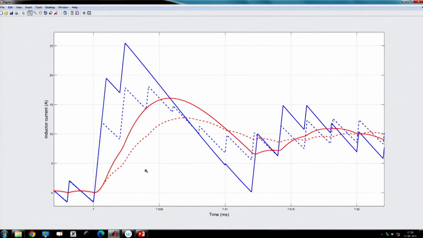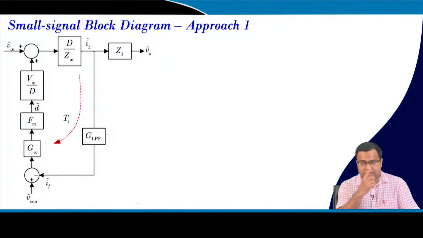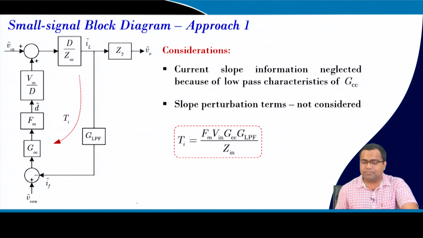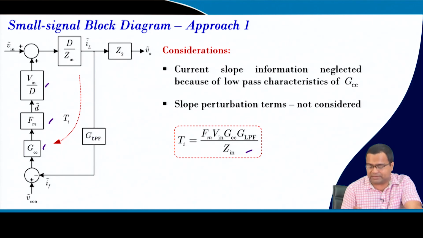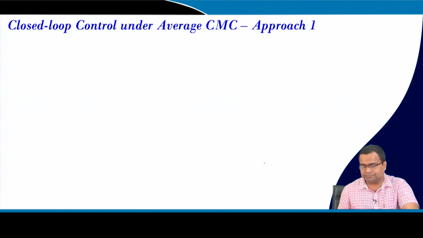So, we have simulated these cases and we can substitute, by that way we can design this controller, okay. So, that means approach 1, we will use a low pass filter, and the bandwidth of the low pass filter, either you can use 1/10 or you can use 1/5, but you have to make sure that the current controller will perfectly track the average current, okay. Slope not considered. So, the current loop gain we can simply make as the product, that means GC, FM, Vin by Zin, and the low pass filter, which we already know, and the modulator gain is 1 by Vm.